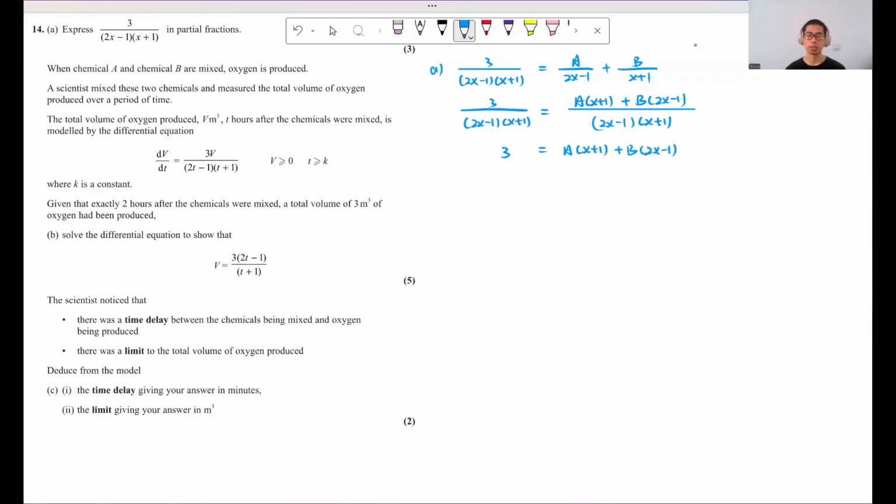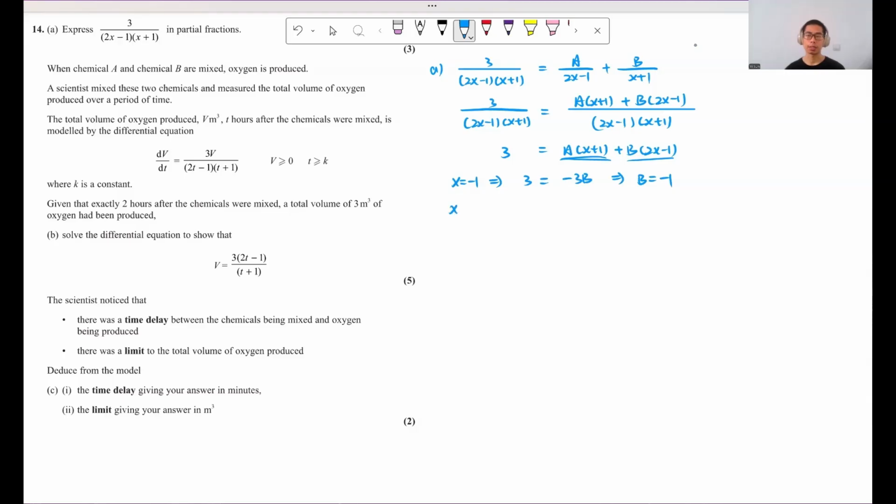And then we can substitute the values in. So if we let x equal to -1, then 3 is equal to... the reason we let x equal to -1 is because we want to cancel out this term, because -1 plus 1 becomes 0. So we only look at the B part. 2 times -1 is -2, minus 1 is -3. So we have -3B. So therefore, B is equal to -1.